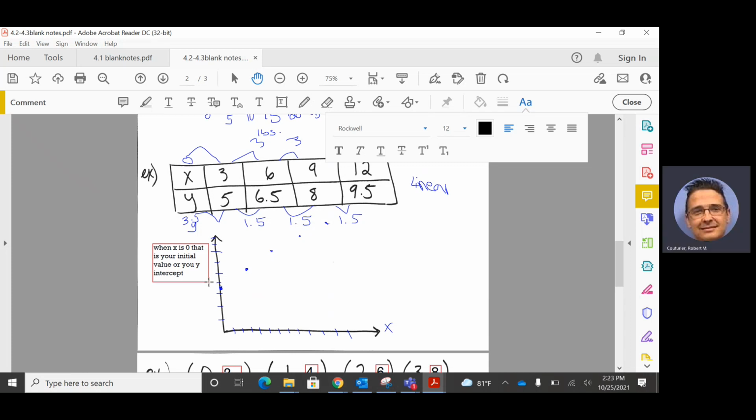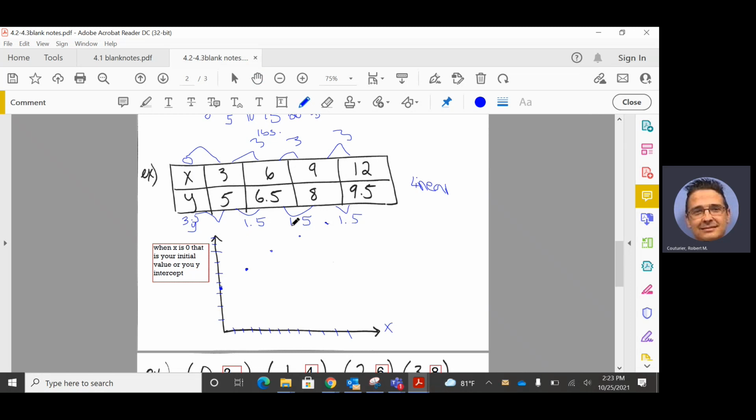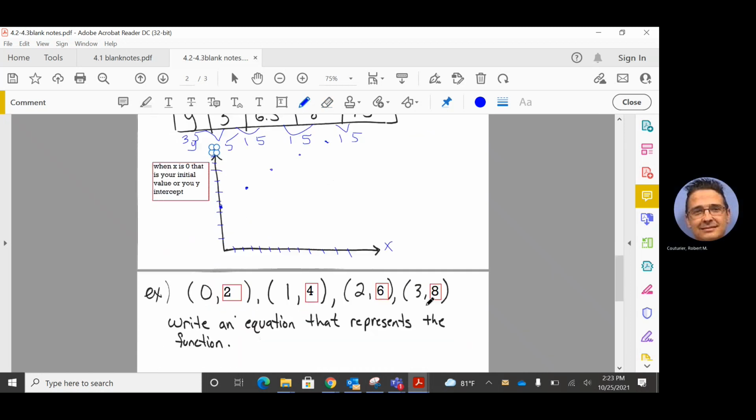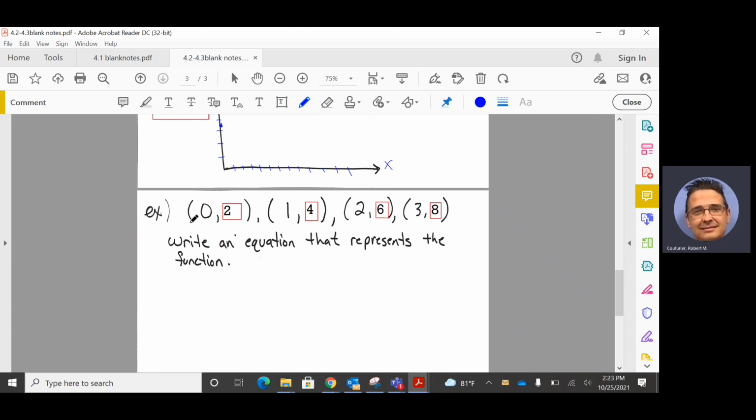Or your y-intercept, because that is the point at which the line is actually intersecting. That is super, super important for us to be able to do, because not all tables of values start with 0. But if we can see this linear pattern of the 1.5, we can track our way backwards and get that initial value. Which brings us to this last example here.